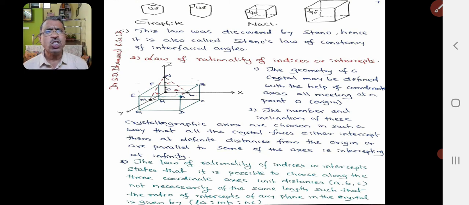This ADEG is parallel to the x-axis. Therefore, this will not meet; it will meet at infinity. This is what the meaning of the statement is.